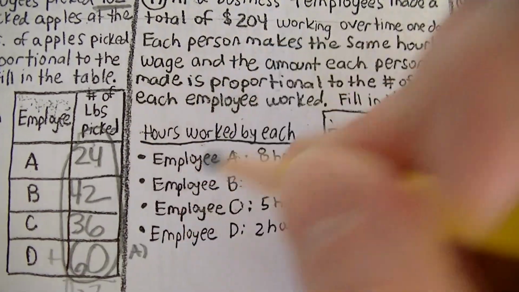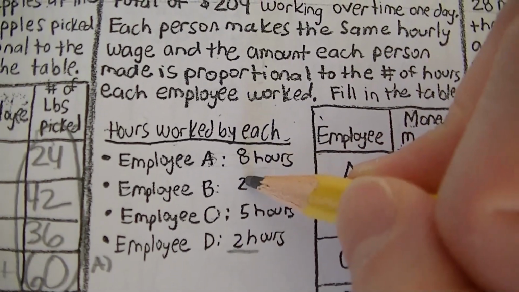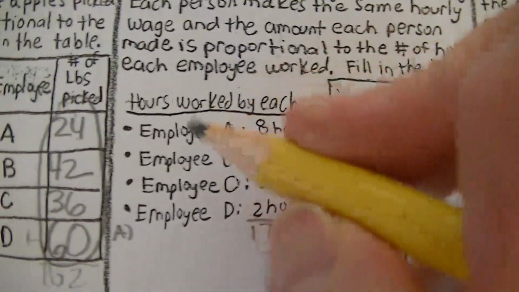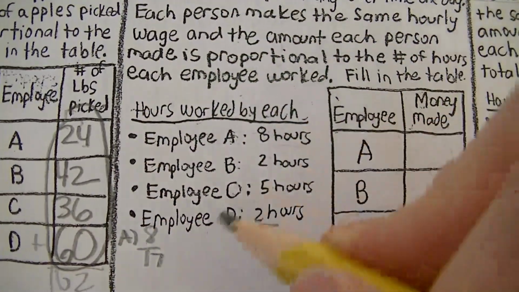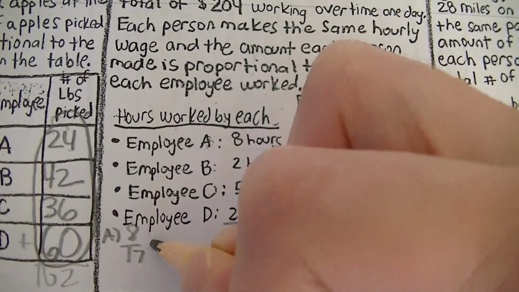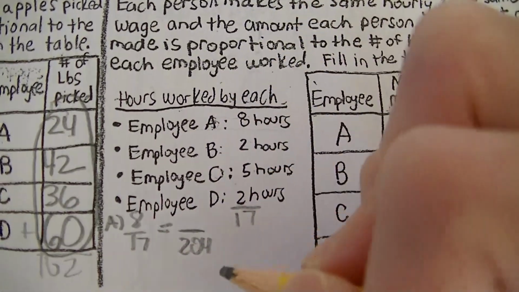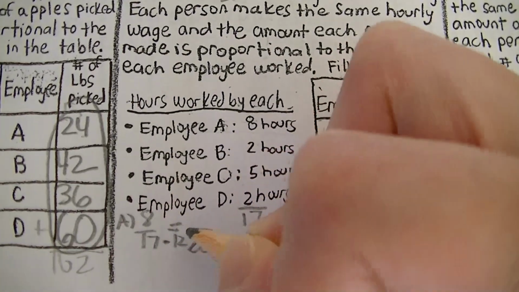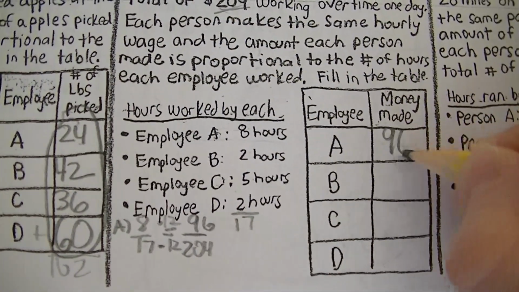So this is employee A. And I need to figure out how many total hours were worked. So 8 plus 2, 10 plus 5 is 15, 16, 17. So 17 hours worked. All right, so this first employee worked 8 out of that 17. And it says right here they made $204 everybody. So 17 times what equals 204? And you would probably have to write on a separate sheet of paper to figure that out, but it's 12. So multiply this by 12. 8 times 12 is 96. So employee A made $96.